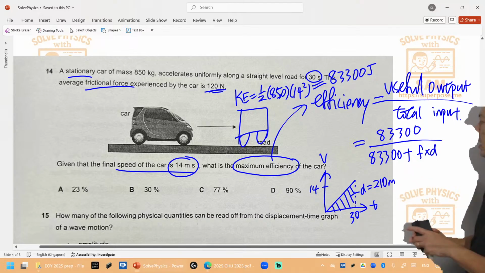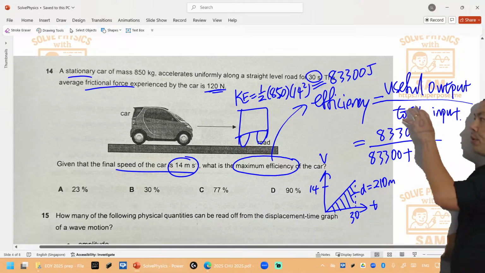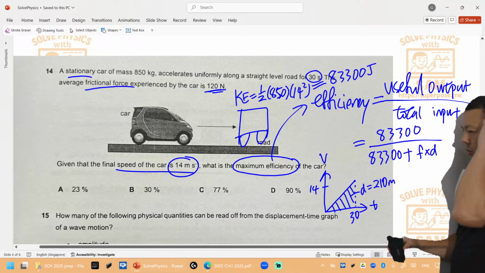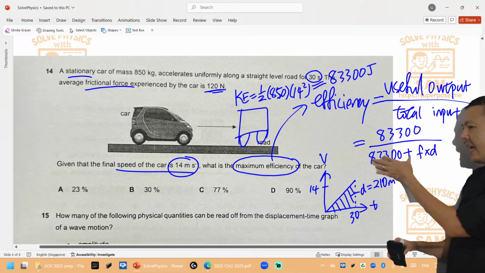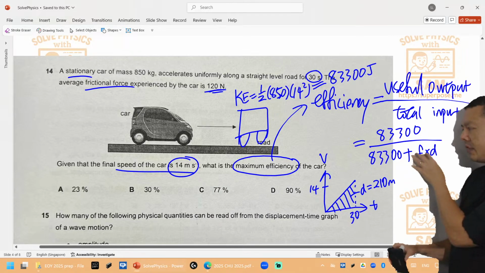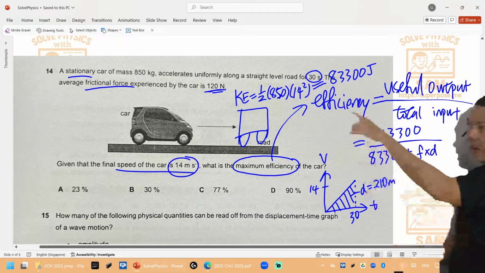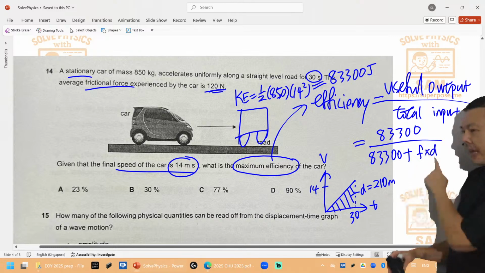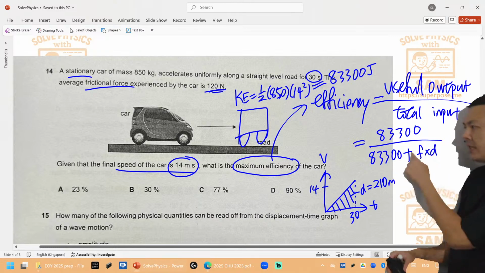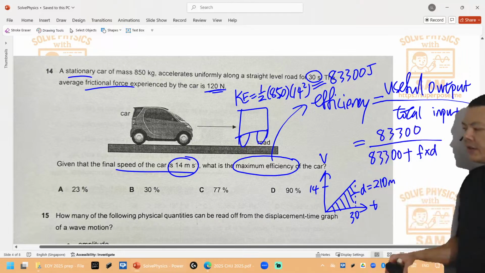Okay? So the input the car has to do includes the KE that's gained already, and then you do work against friction, which is wasted as heat. So 120 times 210 for this one. Add this one, there's a denominator. Then this is your efficiency. What do you get for this?